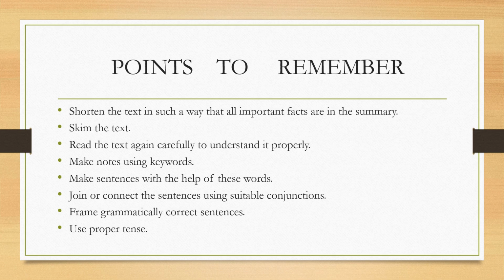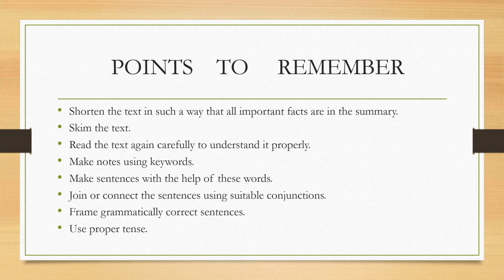First, quickly, just to get an idea, and then the second time you have to reread it carefully and understand all the points mentioned there in the text or in the poem properly. Then you can underline or you can make notes using the keywords. After you underline or note down the keywords, you have to frame sentences with the help of these words. You can join or connect the sentences using suitable conjunctions.